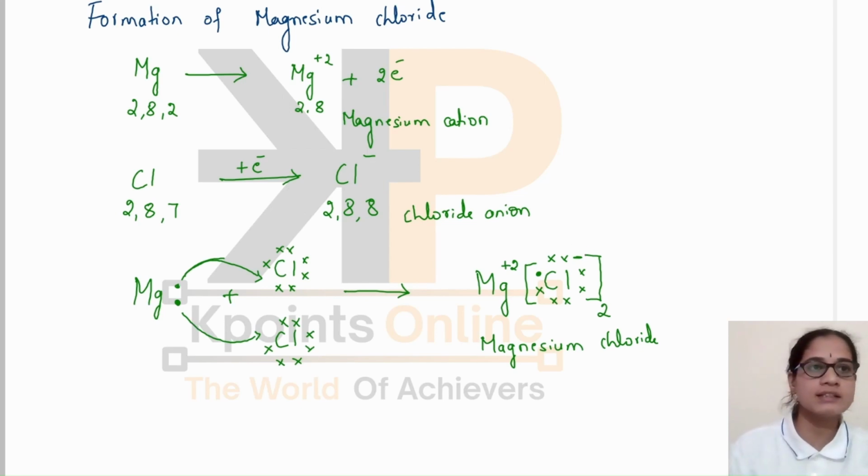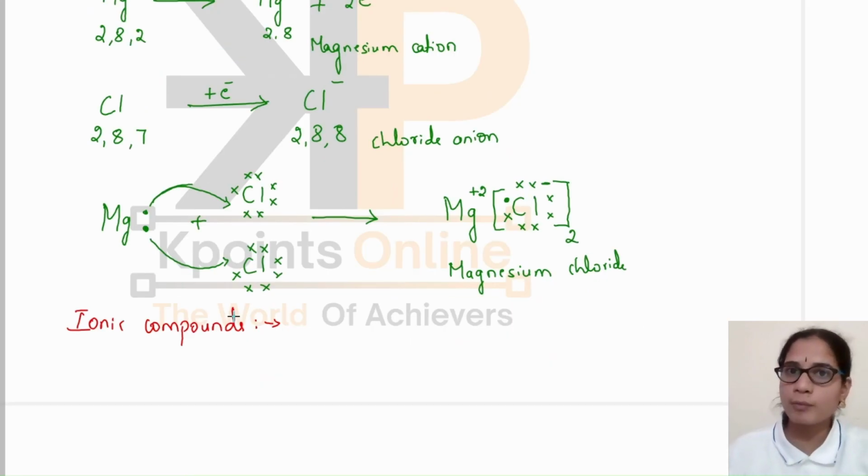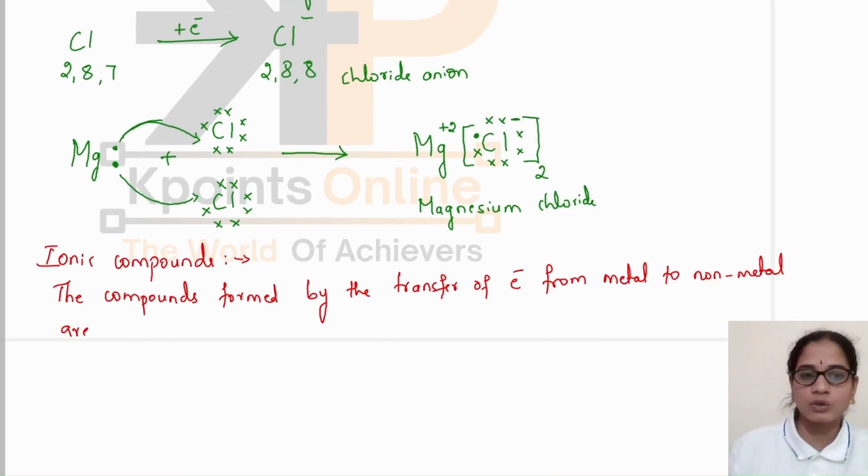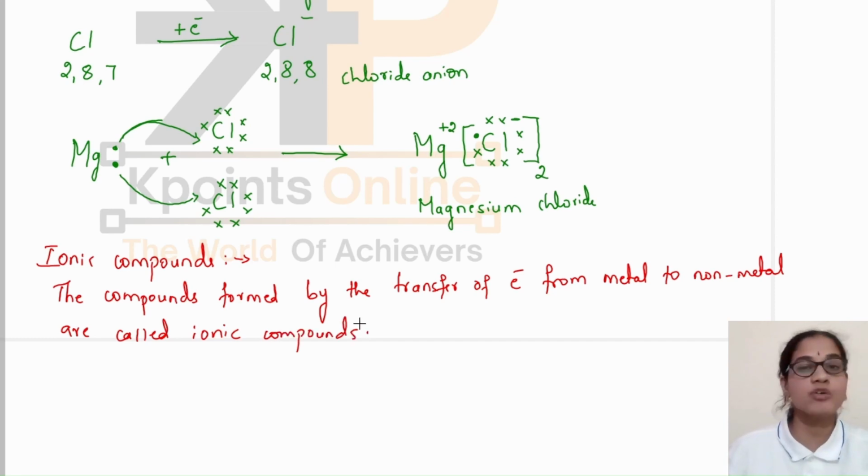So how do you define ionic compounds then? The compounds formed by the transfer of electrons from metal to non-metal are called ionic compounds. And the bond formed between them is called an ionic bond. What is an ionic bond? The electrostatic force of attraction that holds together the cations and anions is called an ionic bond. And the compounds formed by the transfer of electrons from metal to non-metal are called ionic compounds.